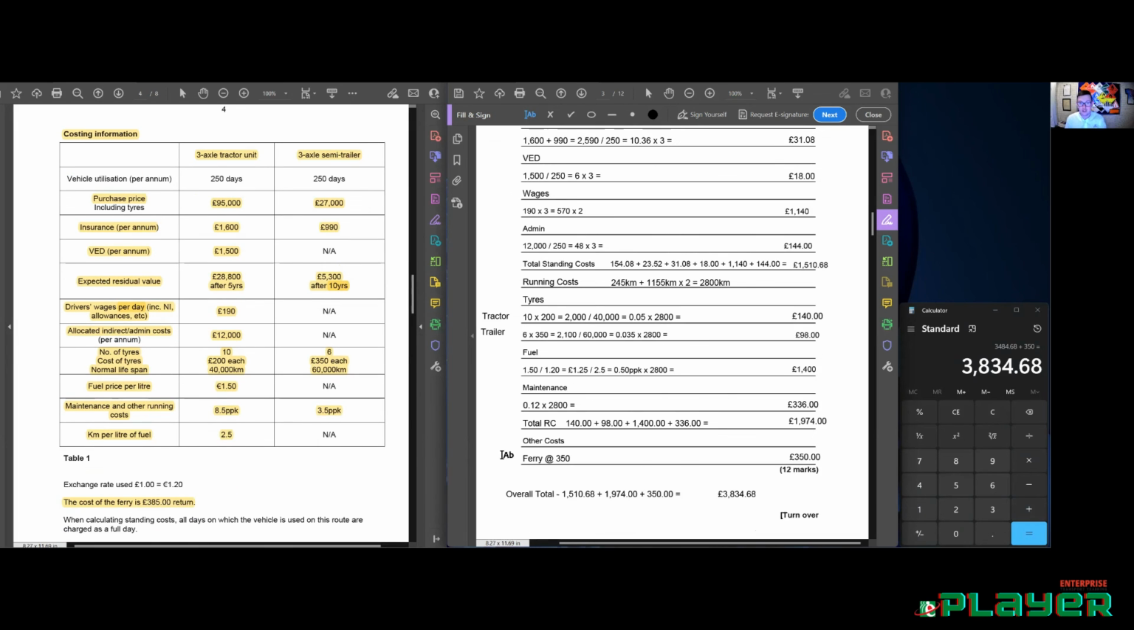I've actually just realised I made a mistake myself. The ferry is 385, not 350. 385, yeah, return. That was it. 385, silly me. Let me just change all my figures so that they're correct. 385. Let's do that again.